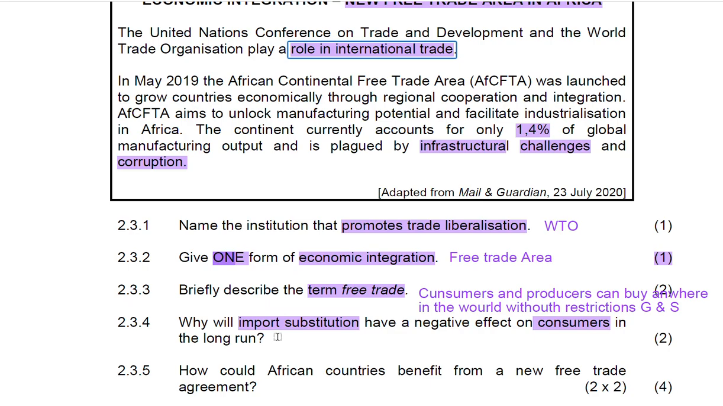So how are you going to say it? We can say there will be limited choices for the consumers. It's important that you say it has a negative impact because there will be limited choices for the consumers. Here you just need to bring one answer. So you talk about limited choices for the consumers.